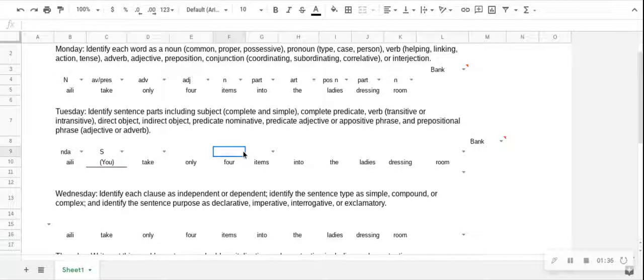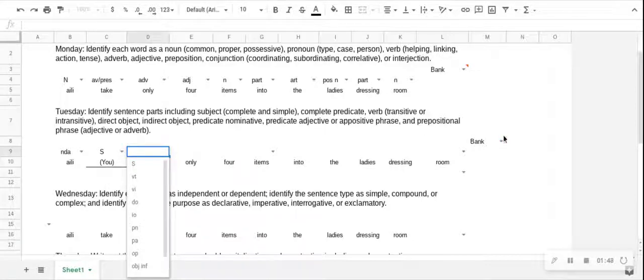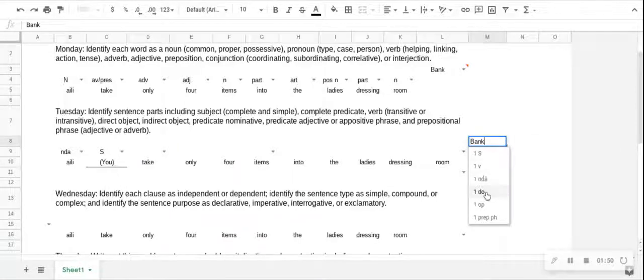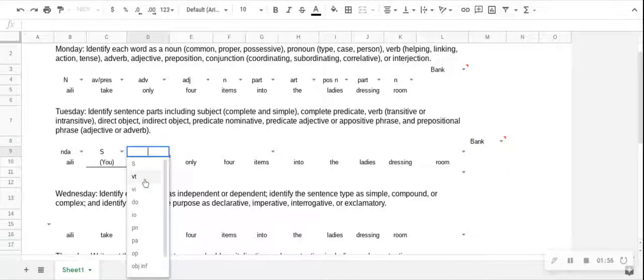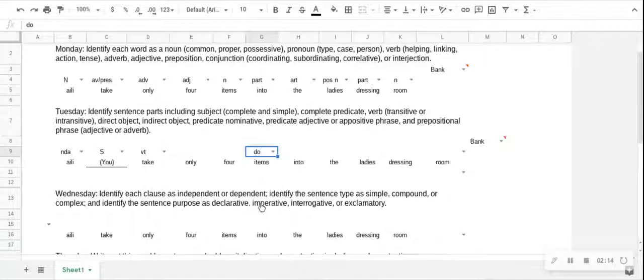Okay. After we found our simple subject, then what we're looking at is our verb. We found our verb on Monday being take. We said take was an action verb. It does end up being our verb again, which makes sense. We do have a direct object. Since we have a direct object, it tells us something about our verb, that it is a transitive verb. Okay, so we know you take what? Items. You take items. Since that is what we're taking, that is our direct object. We know directly what they're taking.